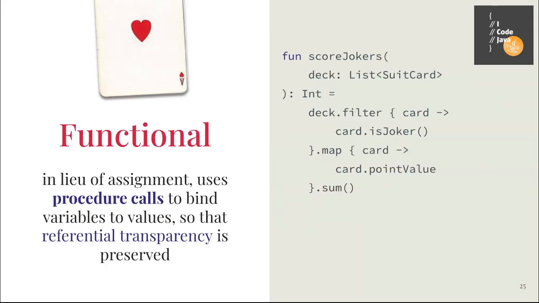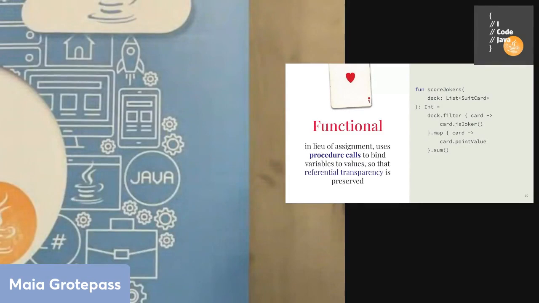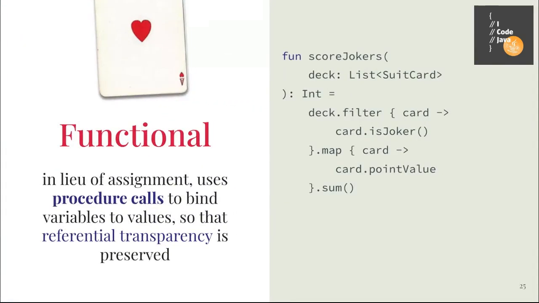So now functional. You see now this is red because declarative was red, and functional programming is in fact in the paradigm of declarative code. So the bare bone definition of functional is: in lieu of assignments, use procedure calls to bind variables to values so that referential transparency is preserved. Very complicated. What that means is if you've got, say, a equals 4, you can swap out the 4 for a function. That's all it means. It means anywhere where you've got a value, you can put a function in there.